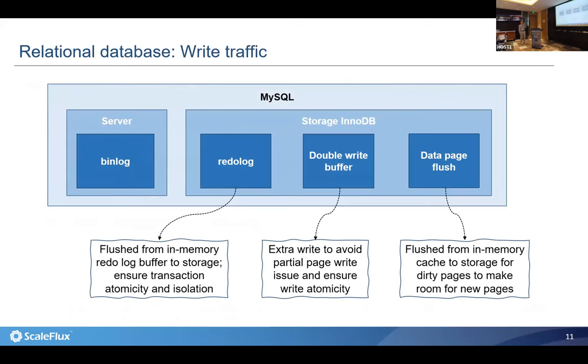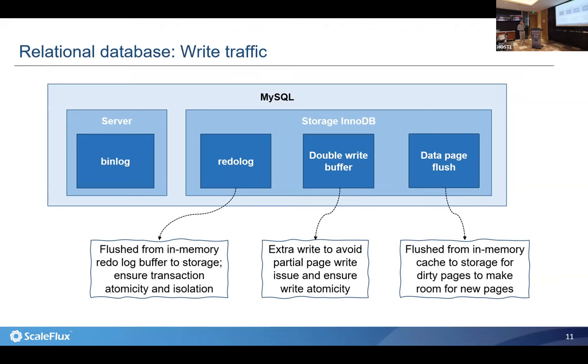So before talking about how to reduce the write amplification of B-tree-based relational databases, let's first take a look at where write traffic comes from in MySQL. Generally, there are four main drivers in MySQL, including the binlog on the server side, redo log, double write buffer, and the B-tree page flush on the storage engine side. Here we want to focus on the storage engine side because they occupy the most part of the write.